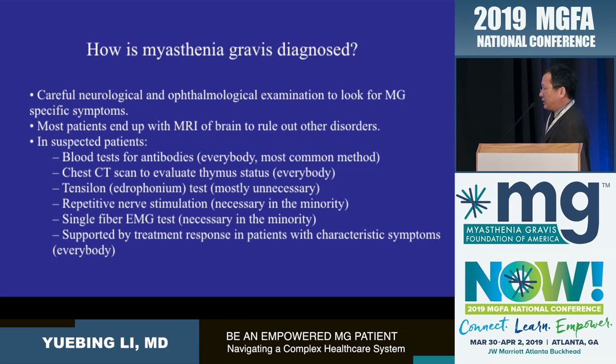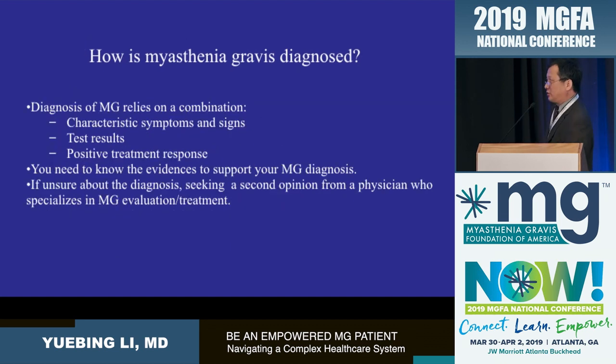Well, the diagnosis of MG is supported by treatment response in patients with characteristic symptoms. That is pretty much everybody. The diagnosis relies on a combination of characteristic or specific symptoms and signs, test results, and the positive treatment response. You need to know which one of these supports your MG diagnosis, or all of them. If you are unsure about the diagnosis, you can seek a second opinion, especially from a neuromuscular specialist who knows how to deal with MG.